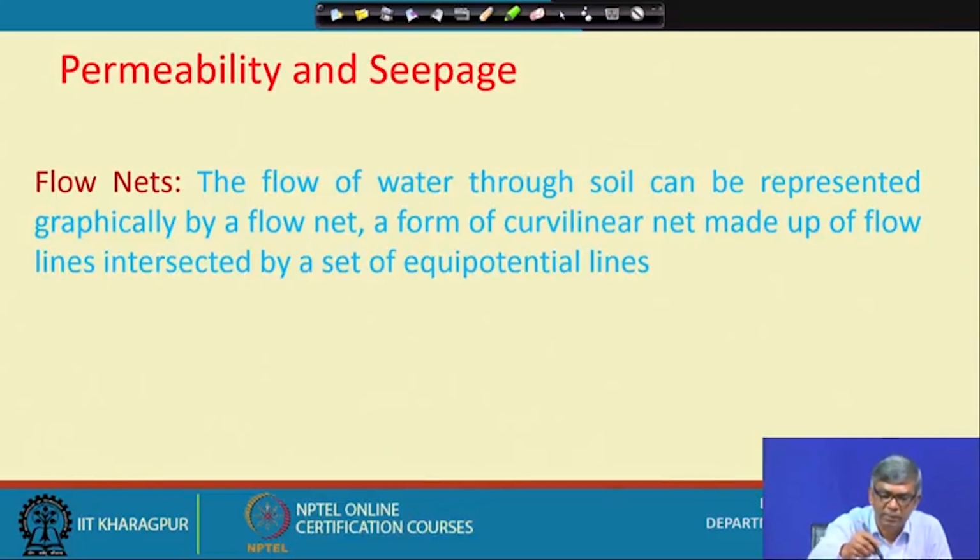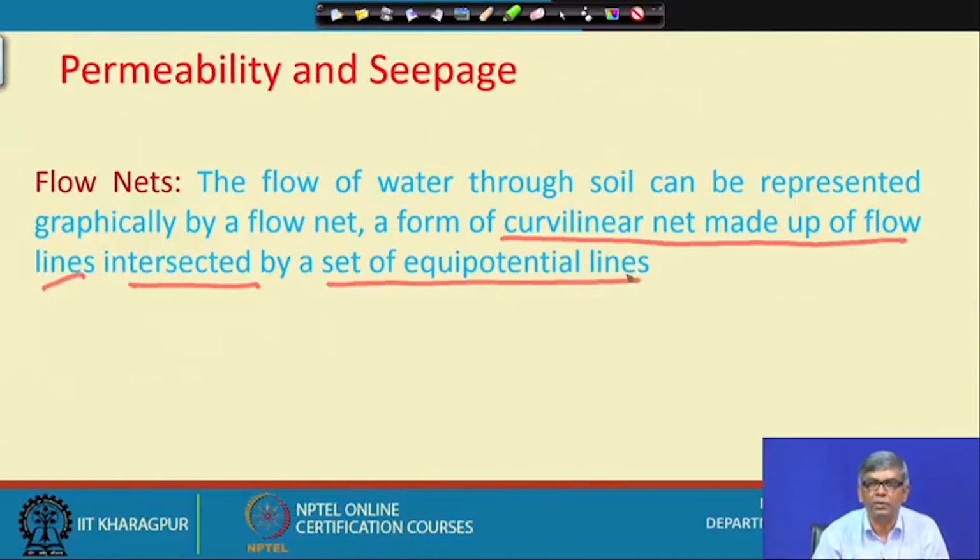So, that means it will be a curvilinear net made up of flow lines intersected by a set of equipotential lines. There will be equipotential lines and flow lines, and they will intersect, and a mesh-like thing will be prepared. That is called a flow net, and that flow net can be utilized for calculating the amount of seepage through the body.